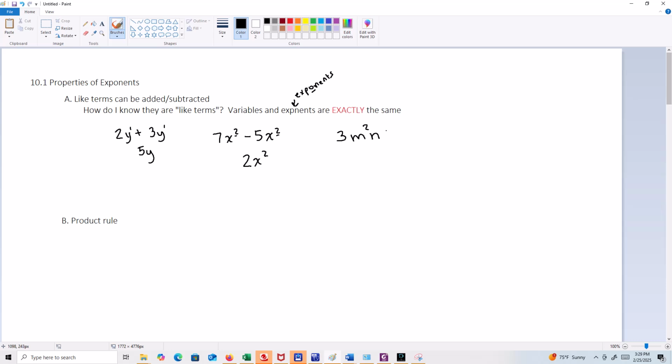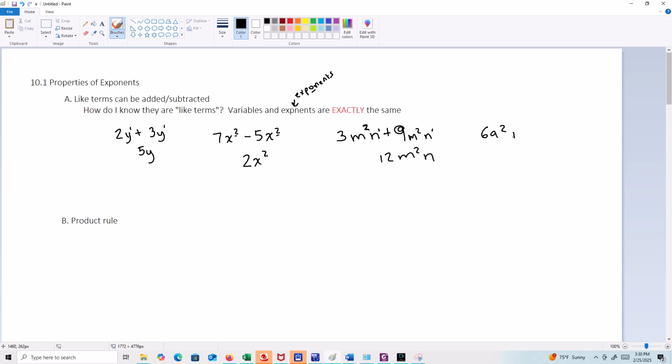3m squared n plus 9m squared n. The variables are exactly the same, m and n, and the exponents on those variables are exactly the same. We have 2 on the m, and the exponent on the n is the implied 1. So we can add those and get 12m squared n.